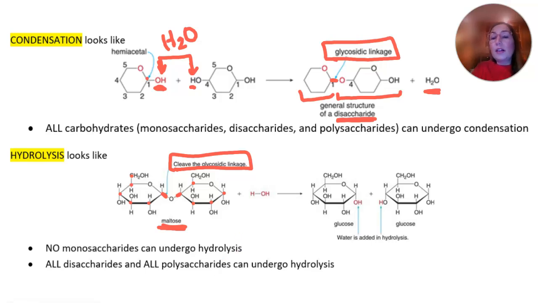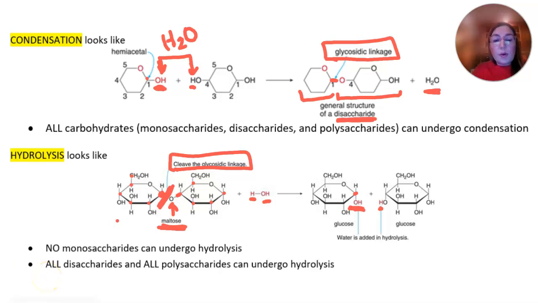Here, we're going to cleave that glycosidic linkage, and we're going to add water. So we're going to add H on one side and OH on the other. The first molecule, at the hemiacetal or carbon 1, is going to need the OH group to add. And so we're going to cleave right here. We're going to add OH here, and we're going to add H on the right side. So water is added: H on one side and OH on the other.